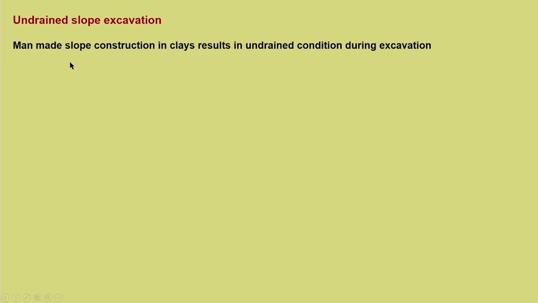So this is a small example to show how to use the stress path for understanding and analyzing the field situation. We can anticipate when the failure is going to happen. So all these exercises can be done using a stress path plot. Now let us deal with undrained slope excavation. Man-made slope construction in clays results in undrained condition during excavation.